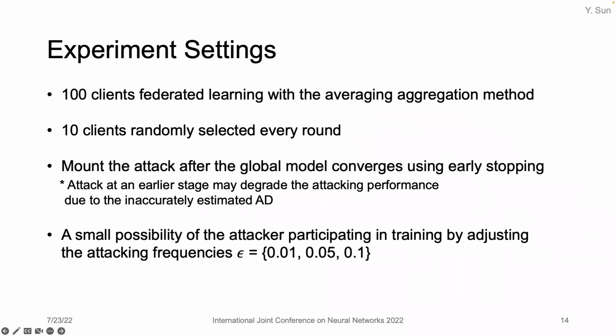For the experiments, we adopted 100 clients in the federated learning setting and mounted the attack after the global model converged, so that we could better measure the attacking distance in the feature space. We made sure that the adversary had only a small possibility of being selected in the federated learning every round. We also employed different attacking frequencies by varying the ratio of the compromised clients to the total clients in the system.